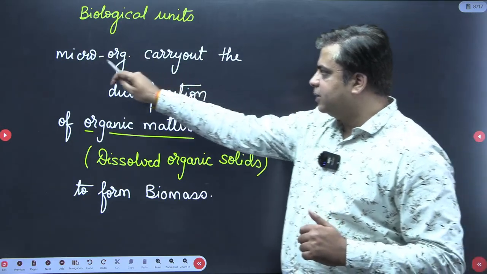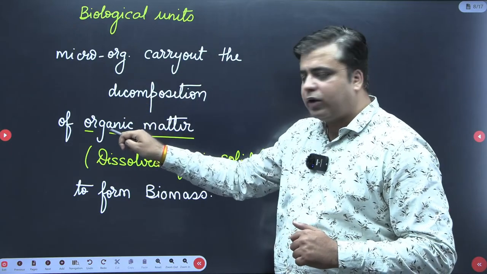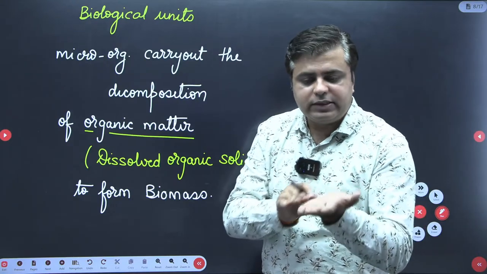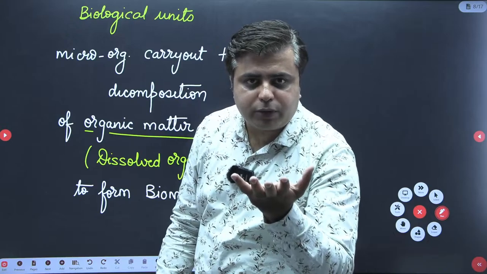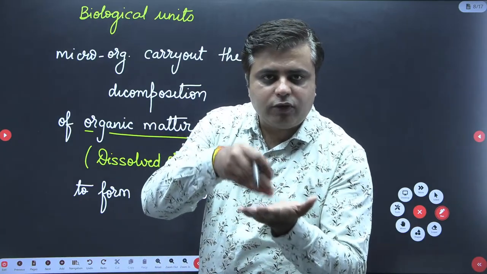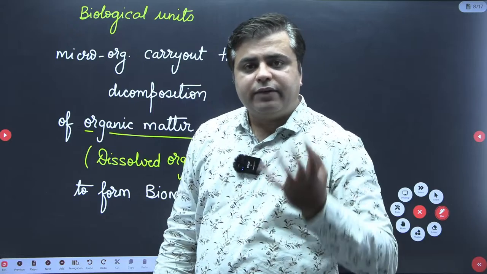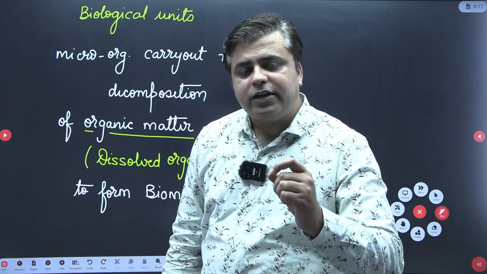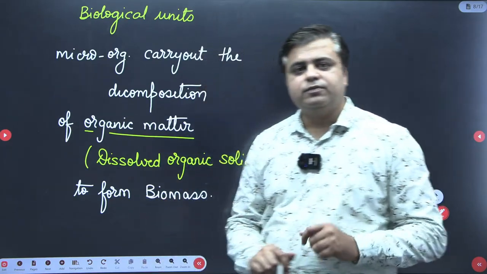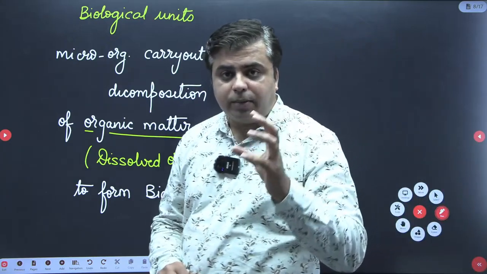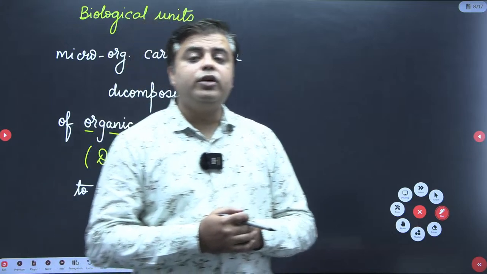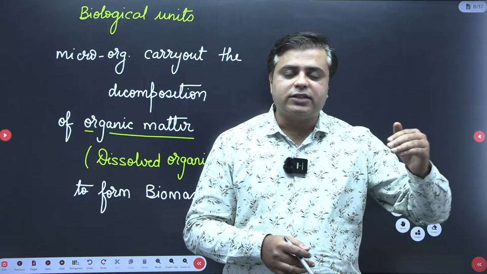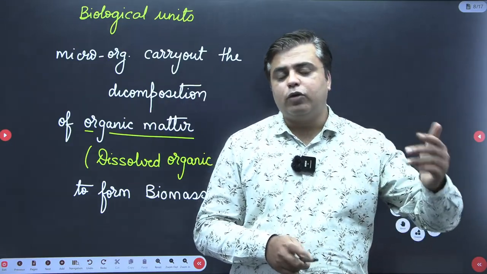Now, these microorganisms, which are carrying out the decomposition of organic matter, where will they go? They will stay over the biomass, right? Wherever these decomposed products are formed, microorganisms will stay over the biomass. So, whenever I need to tell about the amount of microorganisms in the system, I will tell it through the concentration of biomass. That is known as mixed liquor suspended solids or mixed liquor volatile suspended solids.